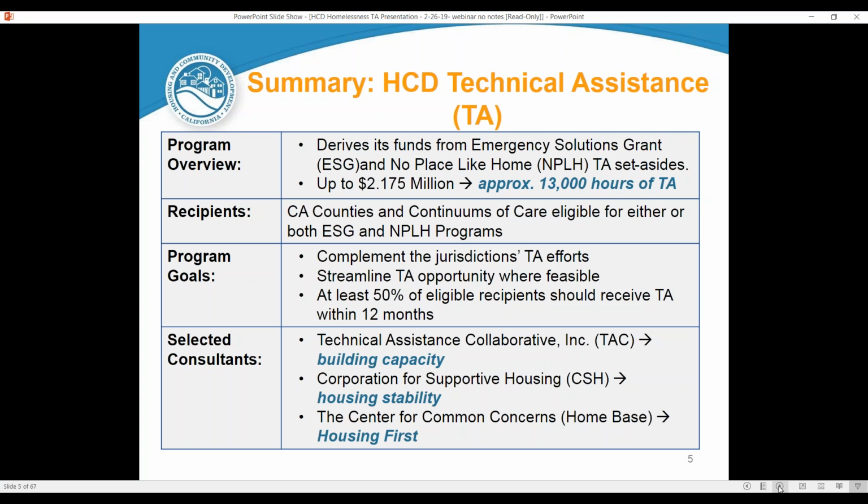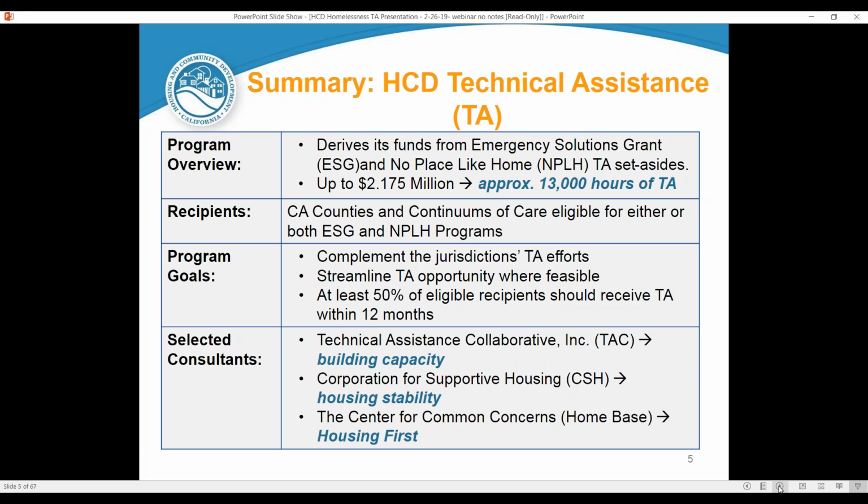For the program goals, we have lofty goals that we would like to meet. We definitely would like to complement your jurisdiction's current TA efforts. We would also like to streamline the technical assistance opportunity where feasible. So we've been reaching out to HUD to find out what technical assistance they're providing in the field, and our goal is to see whether we can complement the technical assistance that you're receiving. And then we would like to reach at least 50% of all eligible recipients within the first 12 months. Again, this is a really lofty goal, and I think that with your help, we could provide technical assistance in the field.